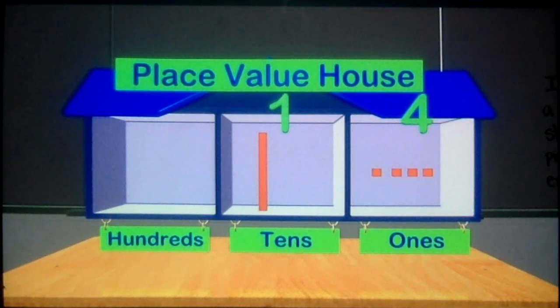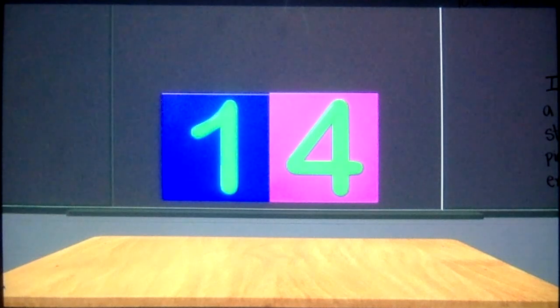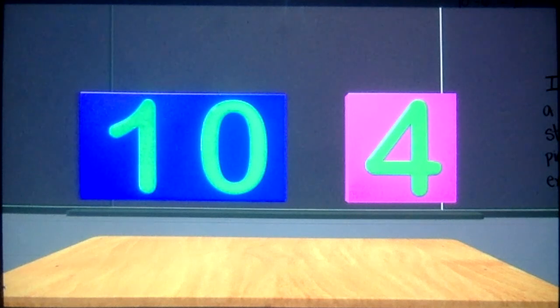Let me show you an awesome way to look at teenage numbers. Here is the number 14. You will notice the tens place is one color and the ones place is another color. But watch what happens now. Wow! The number 10 was hiding in the number 14. In all teenage numbers, there will be a 10 hiding in the number.